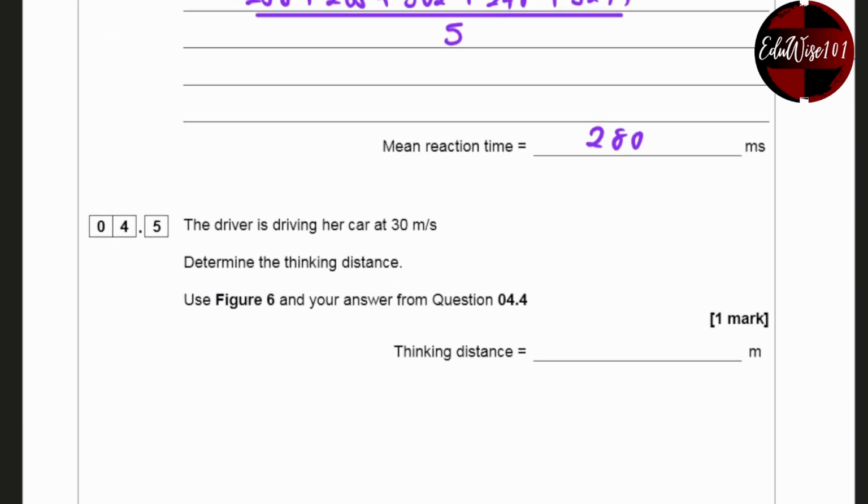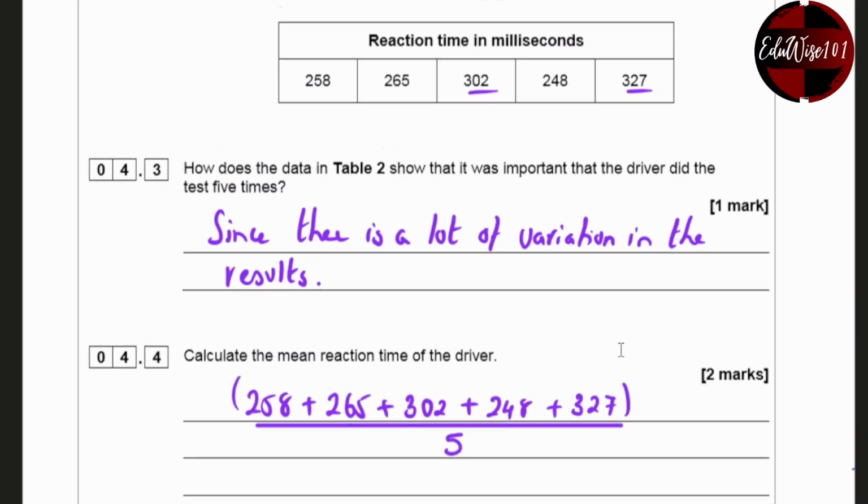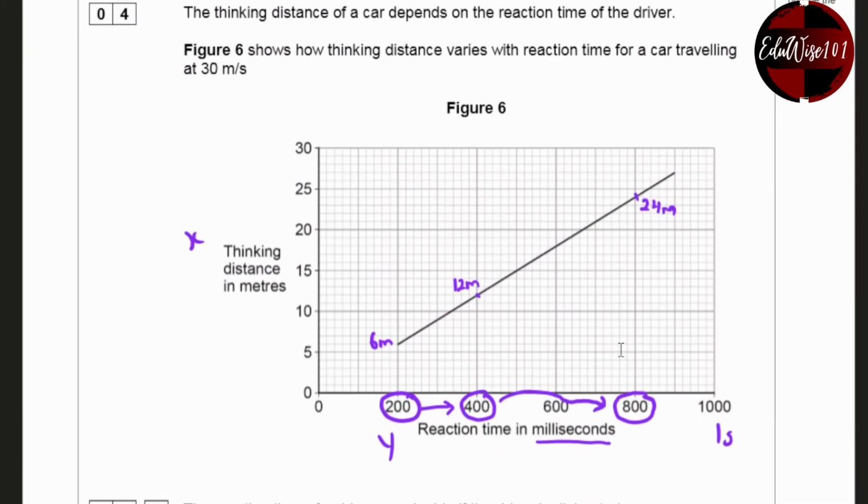Question 4.5. The driver is driving her car at 30 meters per second. Determine the thinking distance. Use figure 6 and your answer from question 4.4. The answer from question 4.4 is this 280. So they already said right at the start the driver was actually driving at 30 meters per second. The graph is for the 30 meters per second. So how do we find the thinking distance from the graph? So let's have a look at the graph again at 280.